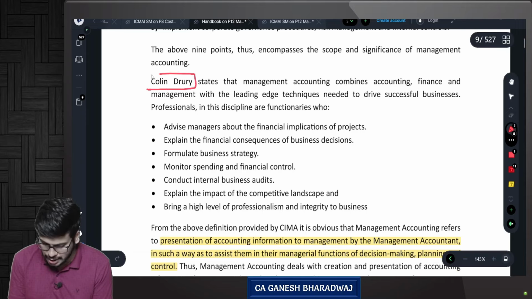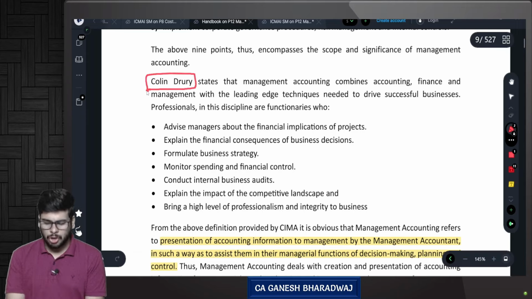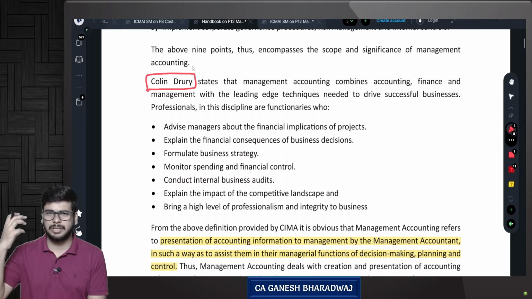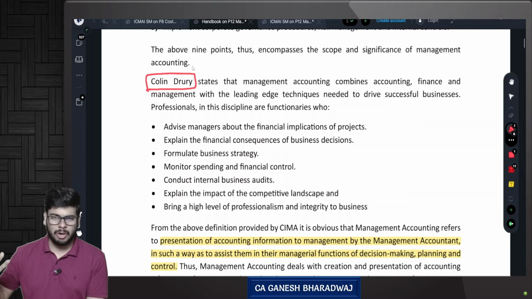So now one such person is called Colin Drury. Colin Drury is a very, very famous professor and author in the field of cost and management accounting. Even I refer to his books for so many examples. He is a very elderly person, a very old person now. He has come up with his own books on cost and management accounting.